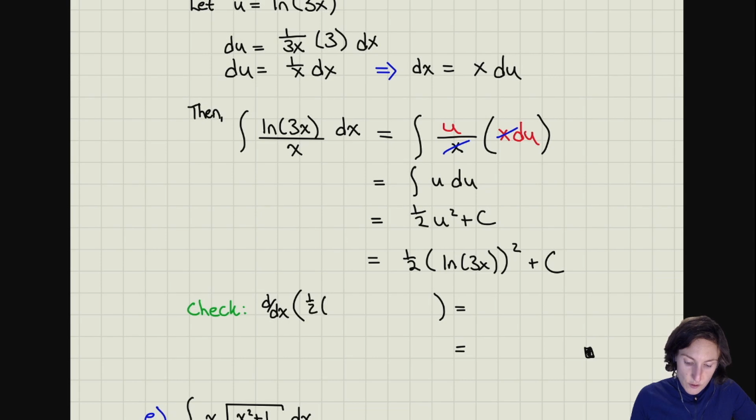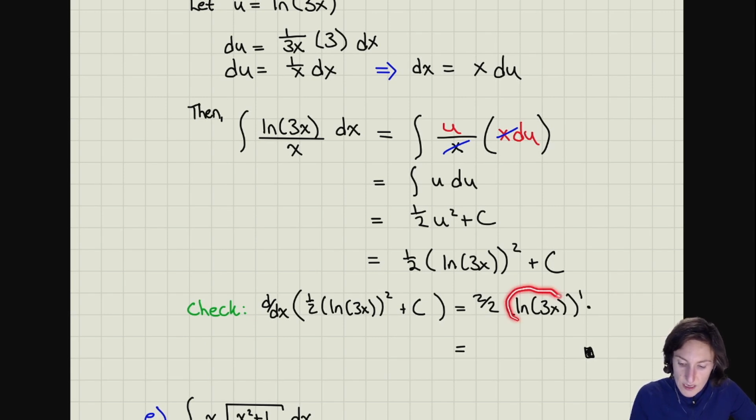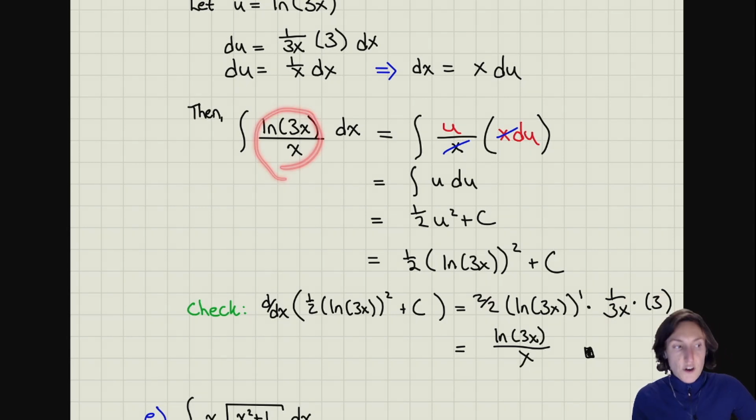And again, let's do a quick mental check to see when we differentiate if we get our original integral back. So by chain rule, this 2 is going to come down here and it's going to cancel out with the half. So I get 2 over 2 ln of 3x to the power of 1. But by chain rule, I got to take the derivative of the stuff inside, which is 1 over 3x. But again, by the chain rule, I got to take the derivative of the bottom, which is just 3. So these 2's will cancel, this 3 will cancel, and I'm just left with ln 3x over x, which is exactly what I started with. So I know that I did the right thing.